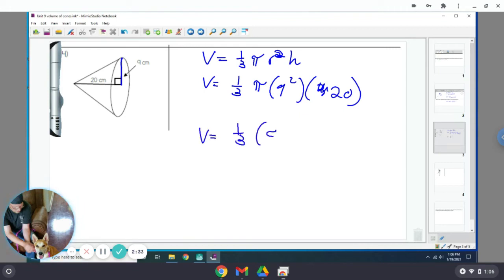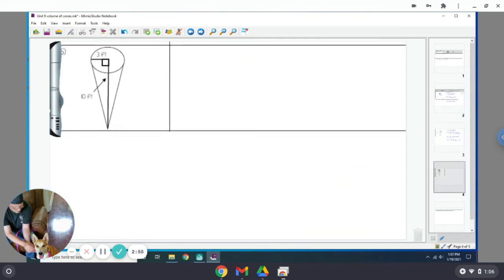And you get 5,089.38. And that'd be the volume of the cylinder, but it's a cone, so you're going to divide it by 3. And you get 1,696.46 centimeters cubed. All right, let's try another one.